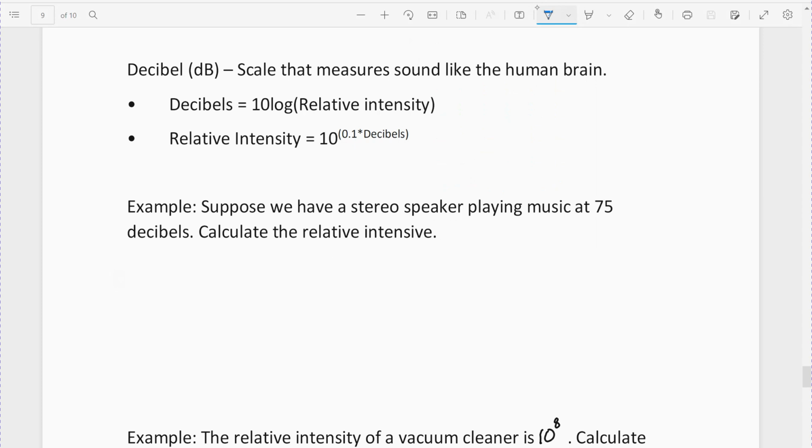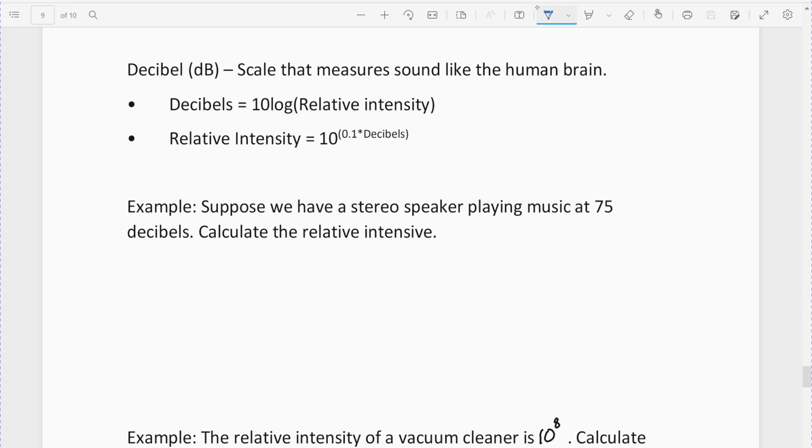Alright, so decibels. Whenever you're talking about sound that the human brain can hear, the intensity of it is called decibels, right? They give you decibels when you hear the intensity of certain sounds. And so we're going to look at the decibel scale. It is a 10 scale. So decibels is 10 times log of the relative intensity of the sound.